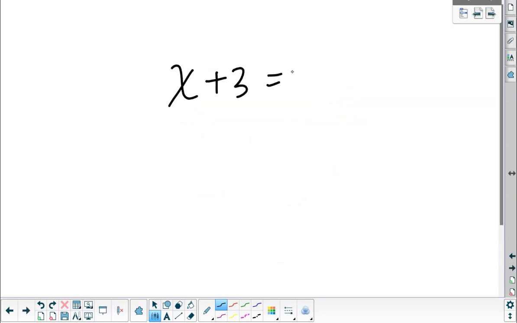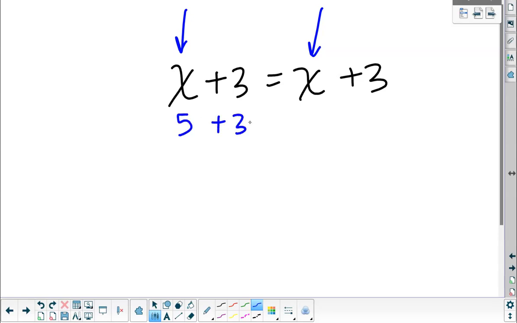x plus 3 equals x plus 3. And some of you notice right away, hey, the left side and the right side are a match. So whatever I plug in here, I also have to substitute in there, right? Because they're the same variable. So if I substitute in the number 5 here, I'd have to substitute the 5 there. That's a true statement. 5 plus 3 is always equal to 5 plus 3 because 8 is always equal to 8.